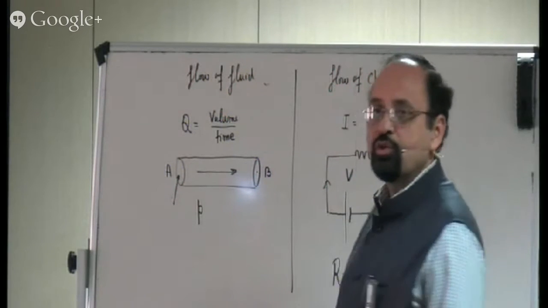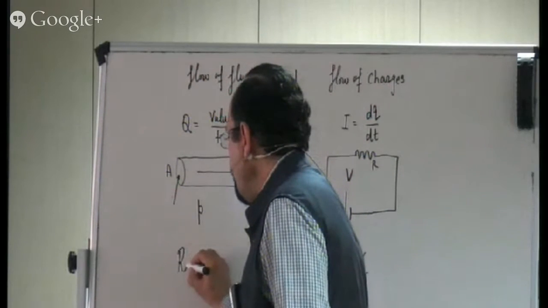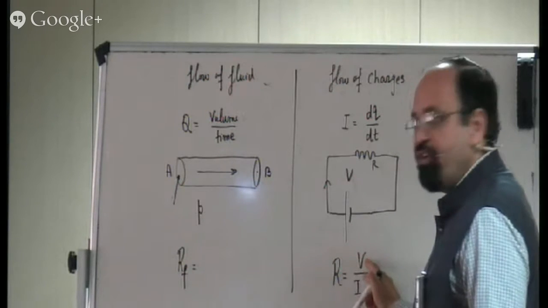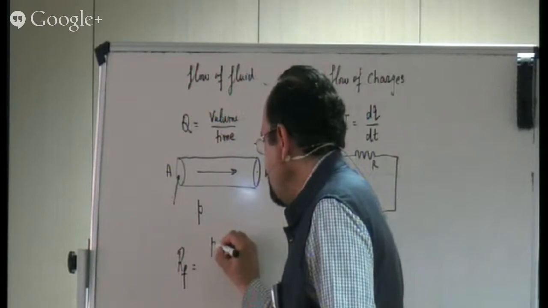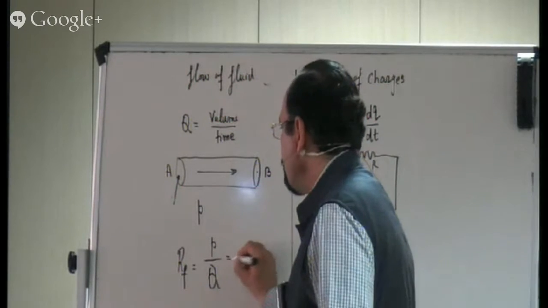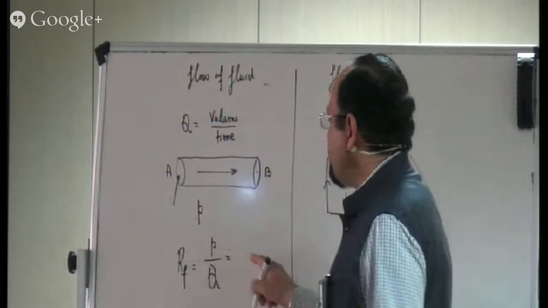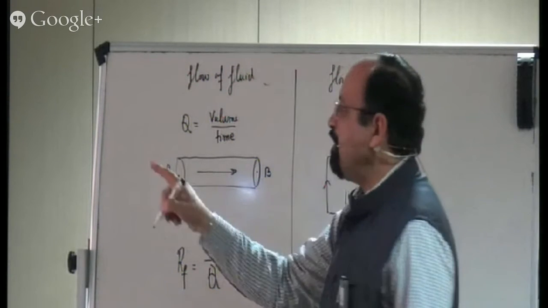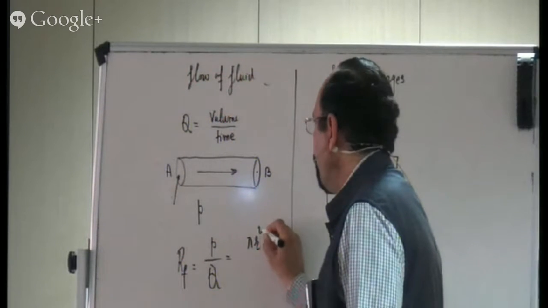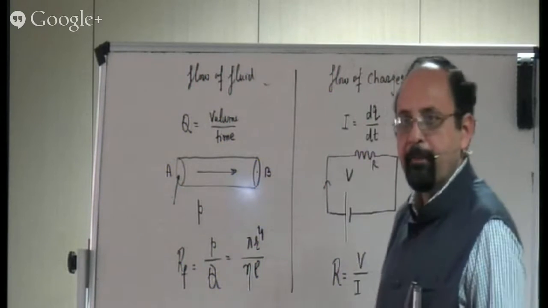If I ask you what is the resistance in the flow, I'm putting it as RF. From the analogy, I know that V is the pressure in this case, and the rate of flow is equal to Q. If I replace the expression for Q, the P will be out of the scene, and this then will become pi R^4 divided by eta into L.